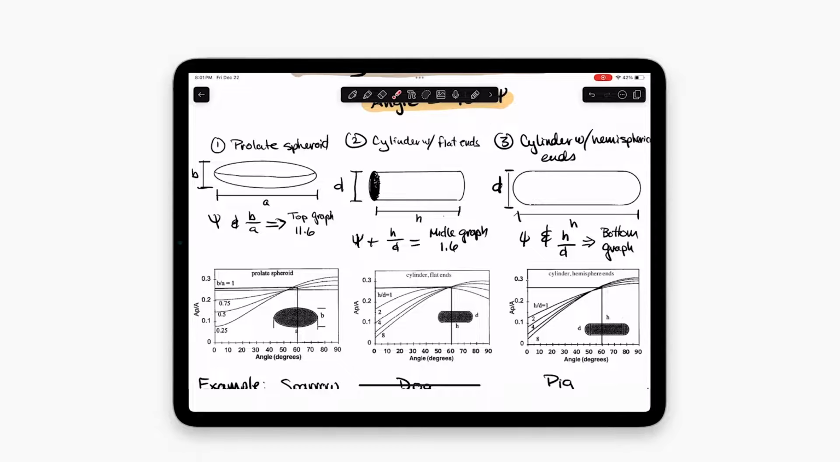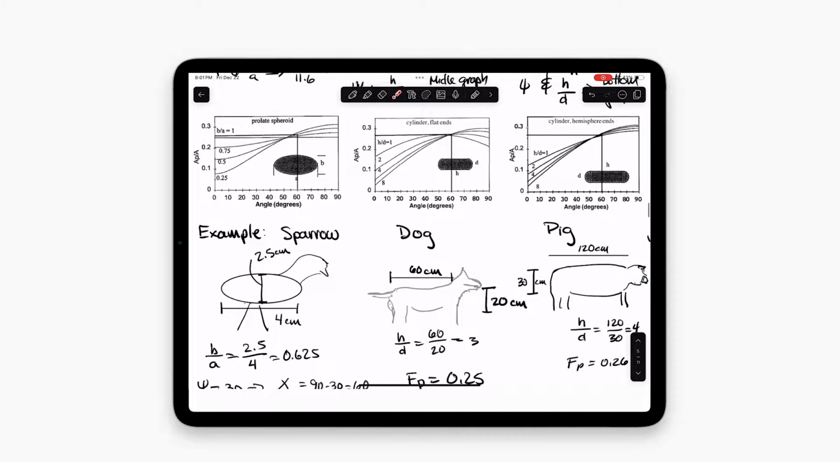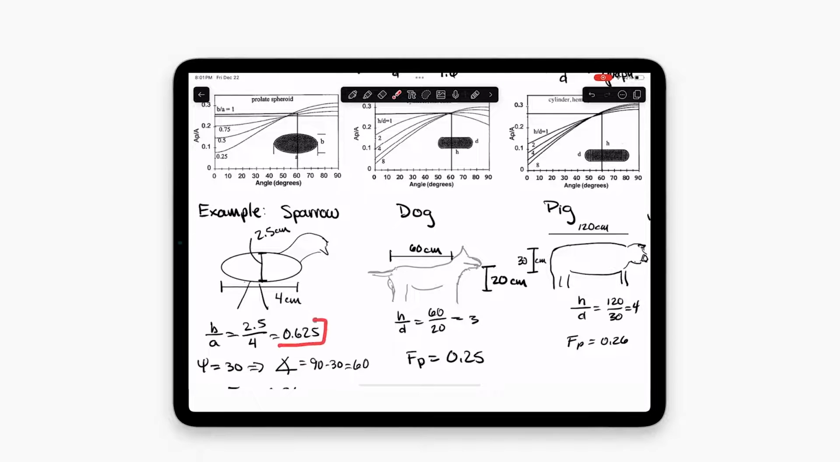So let me just show you that. Say we had an example down here of a sparrow. This sparrow was about 4 centimeters in diameter, and it's about 2.5 centimeters tall. We divide one by the other and get about 0.625 for this ratio of B over A.